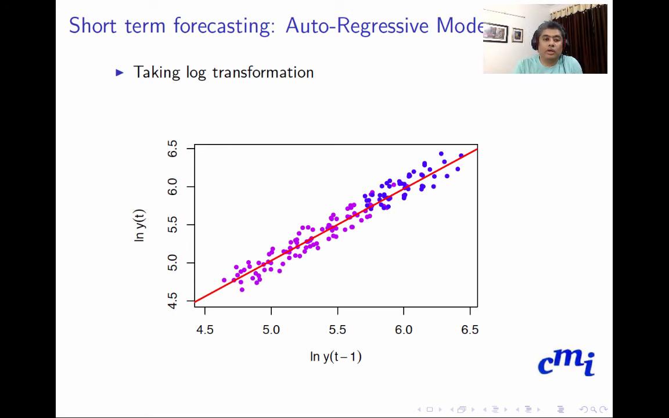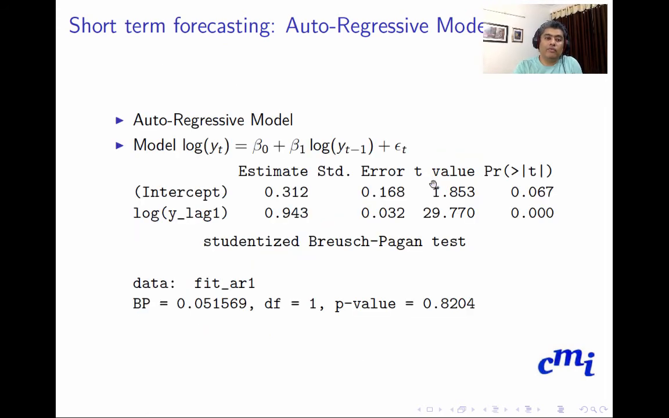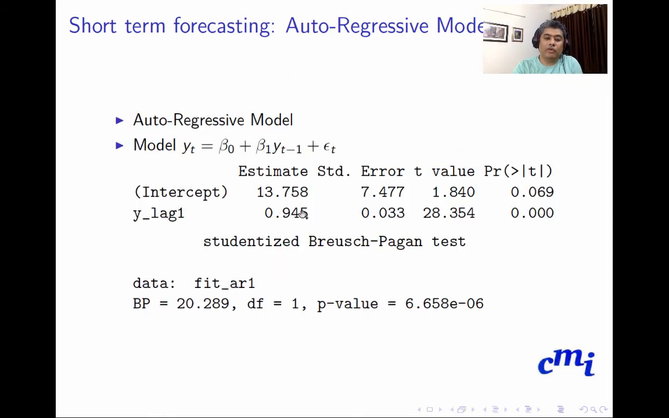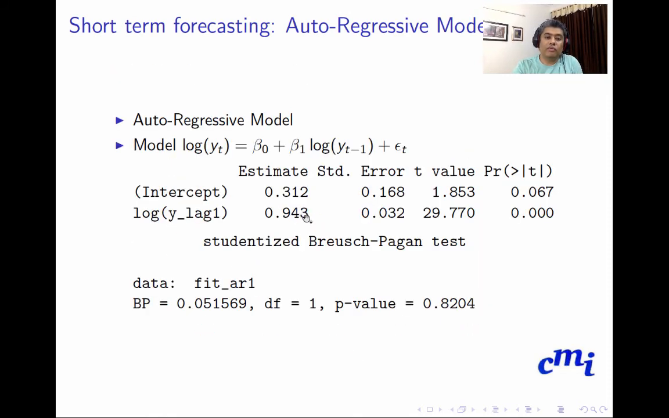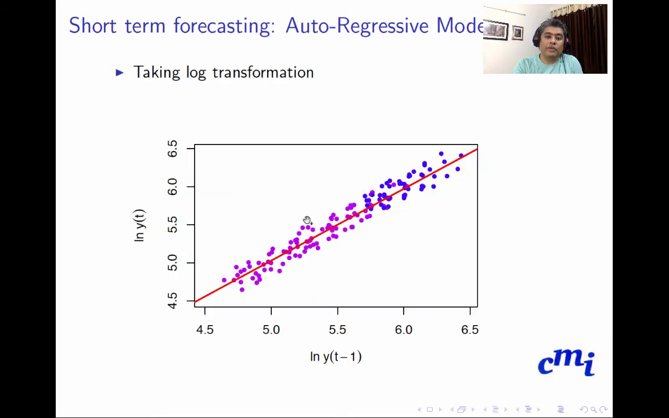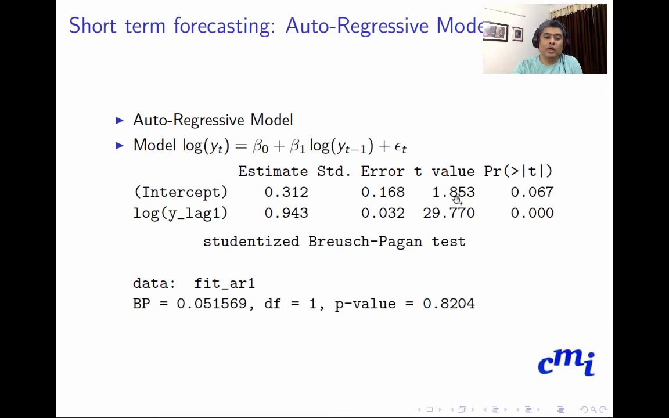So we took the log transformation, so ln yt minus 1 and ln yt, and then we plot them. Now you see the variability here and the variability here is almost the same. Now if you fit the model log of yt equals beta naught plus beta 1 log of yt minus 1 plus epsilon t, we see that the coefficient does not change much. You look into this here, 0.945, and now it is 0.943, whereas the intercept has now come down to 0.312.